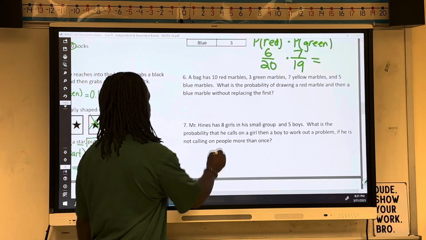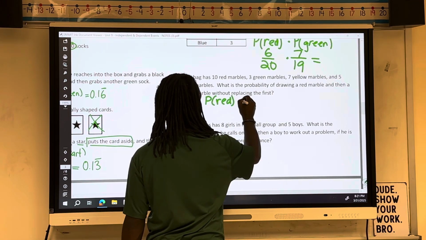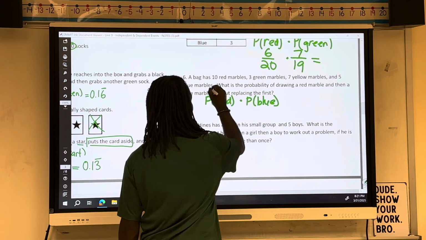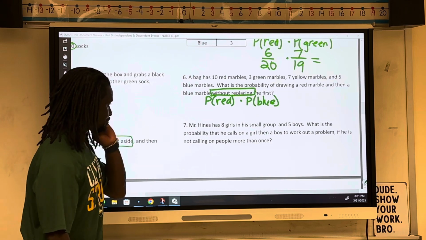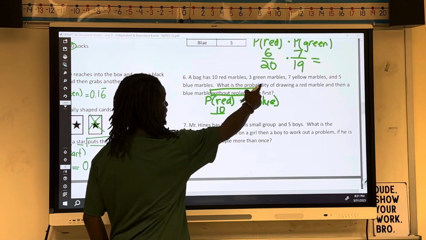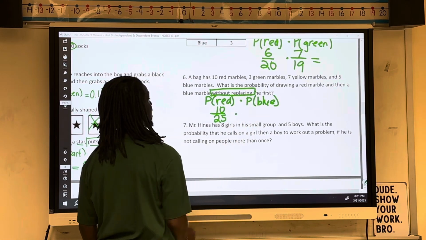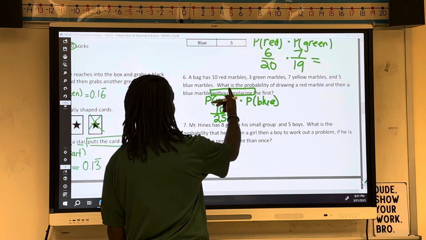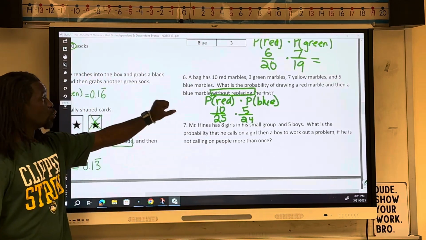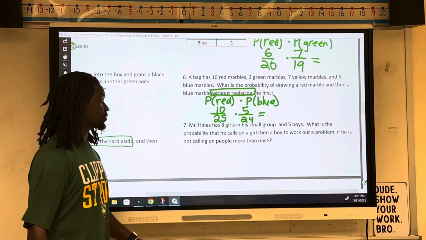Question number 6, what is the probability of drawing a red marble times the probability of getting a blue marble? Again, key is without replacement, okay? So the probability of getting a red one is 10 out of 25. Then the probability of getting a blue one is 5 out of 24. Again, I lost 1 marble because I took 1 out, right, and that will give me my answer.